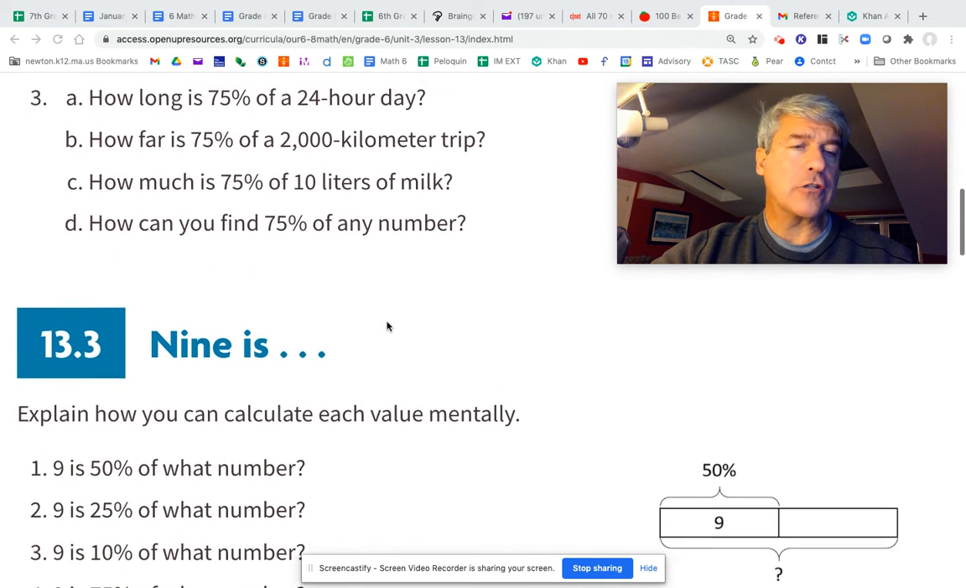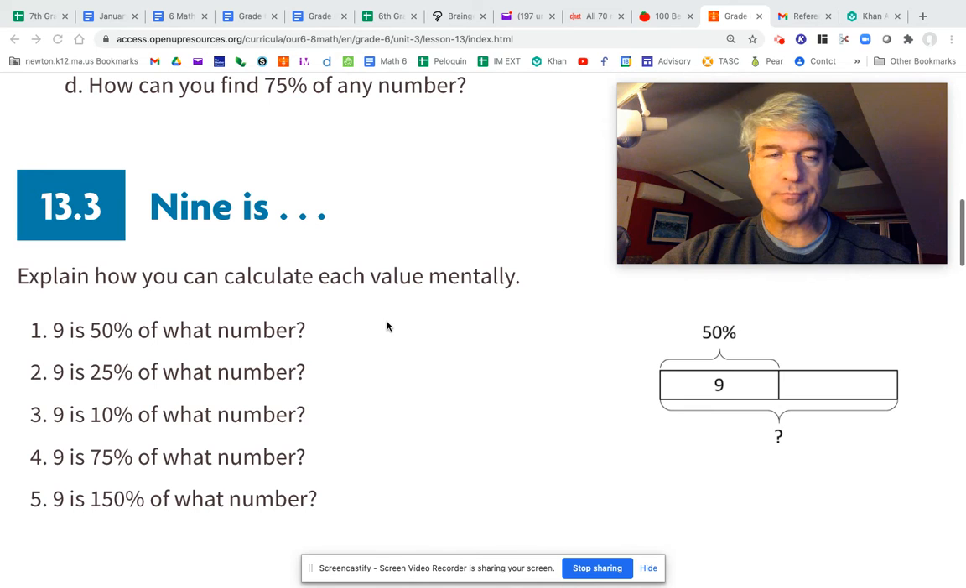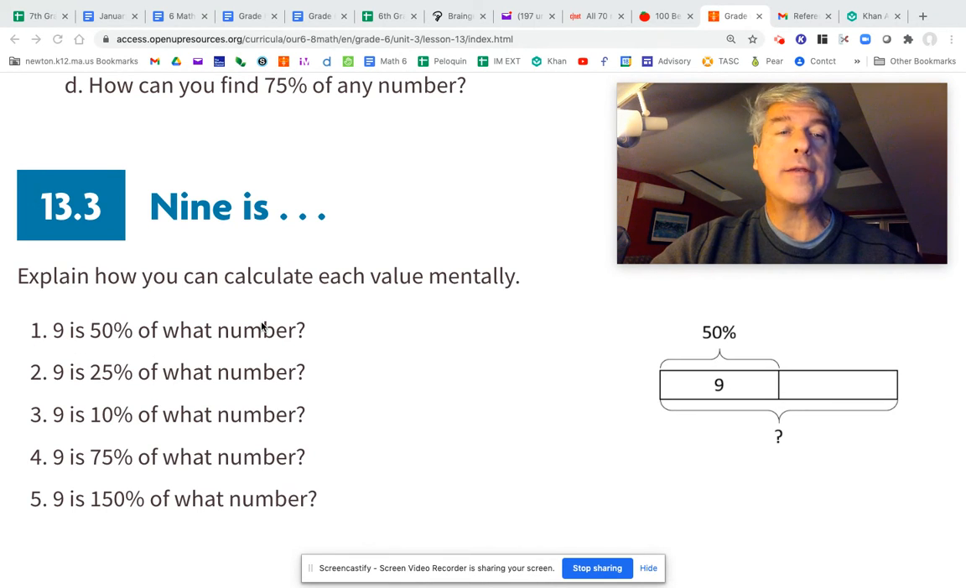Moving on to section 13.3. We're being asked a question that's a little bit different. Before, we were saying what's, for example, 50% of a given number. Here we're saying 9 is 50% of what number? So in this case, that what number is the whole, where 9 is the part or the fraction of that whole. So that's your task, to figure out what the whole is based on the different benchmarks.